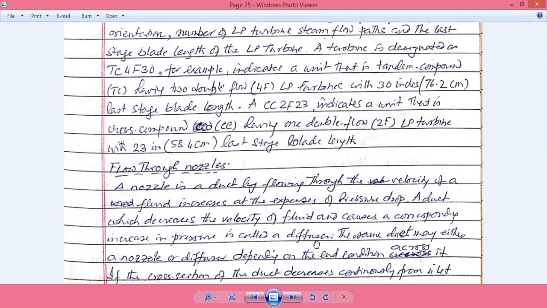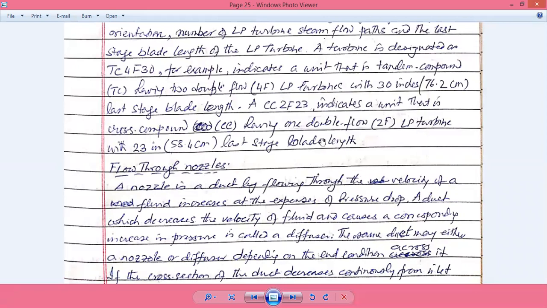Now there are ducts which do exactly the opposite function. They reduce the velocity of the flow and thus increase the pressure at the outlet of the fluid they are carrying. This is called a diffuser. So the same duct may be either a nozzle or a diffuser. There are two terms here for the duct itself: one is a nozzle, another is a diffuser.